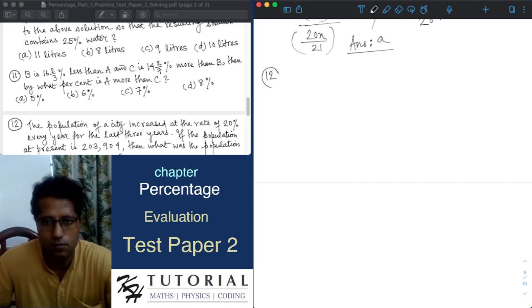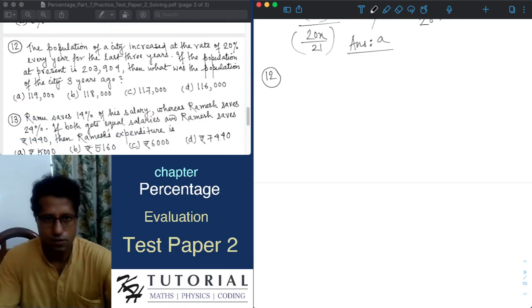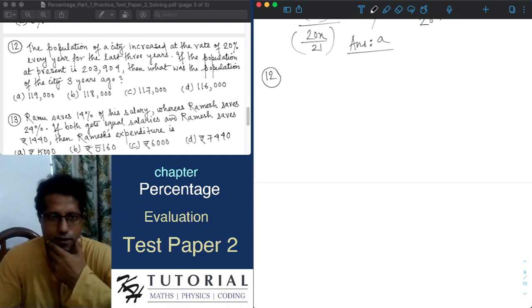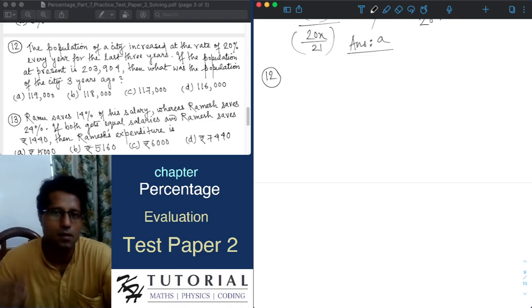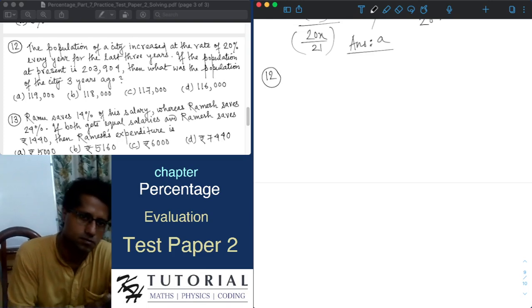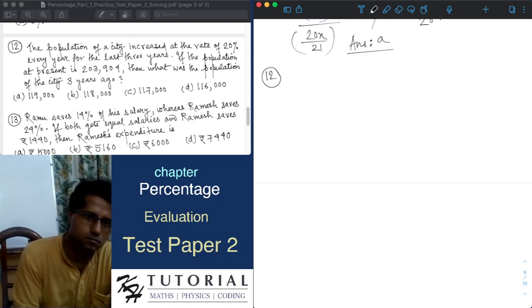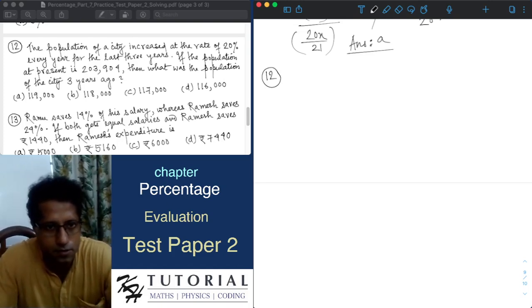Let's do question number 12. It says that the population of a city increased at the rate of 20% every year for the last 3 years. If the population at present is 203,904, then what was the population of the city 3 years ago?